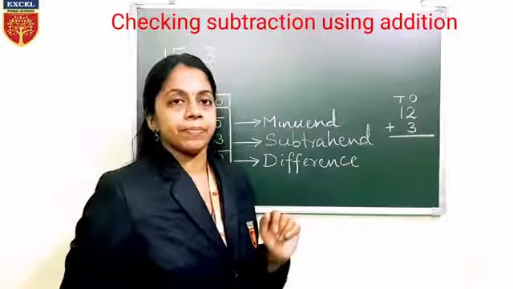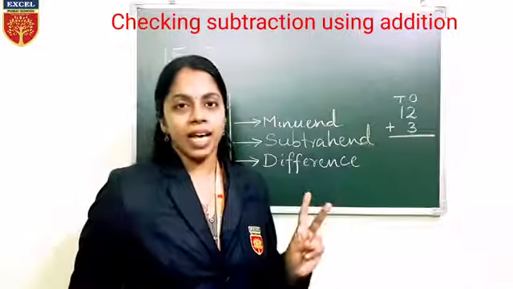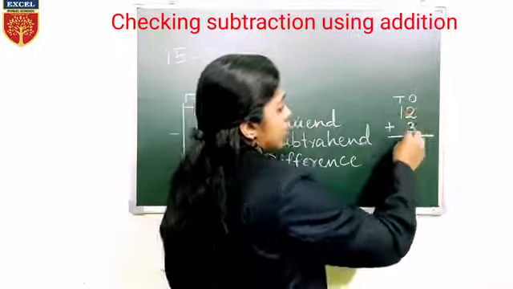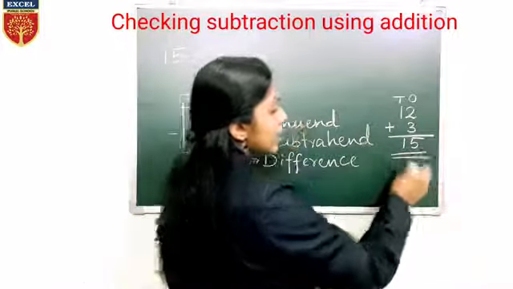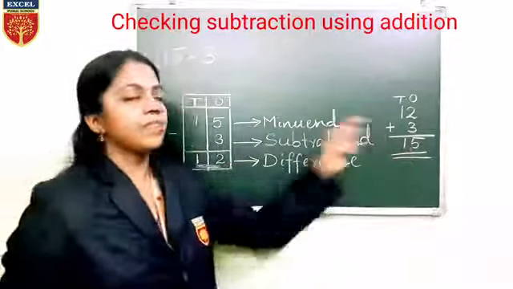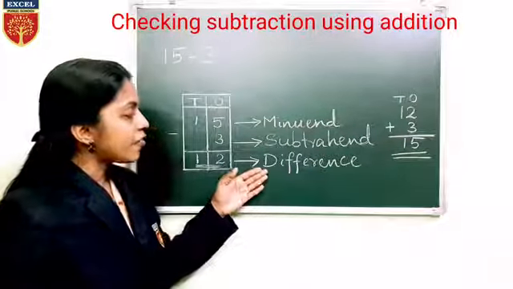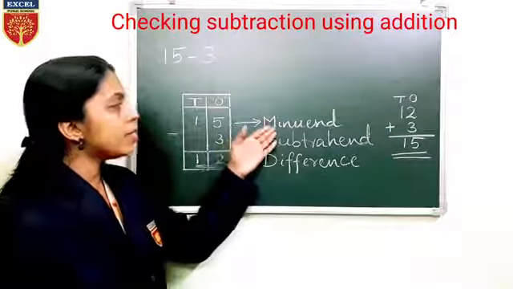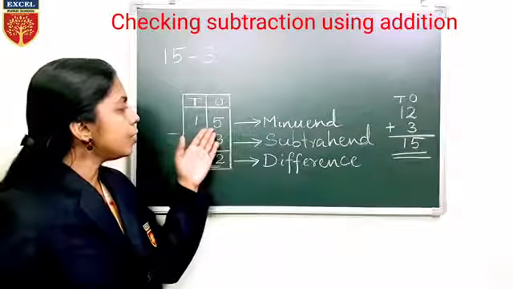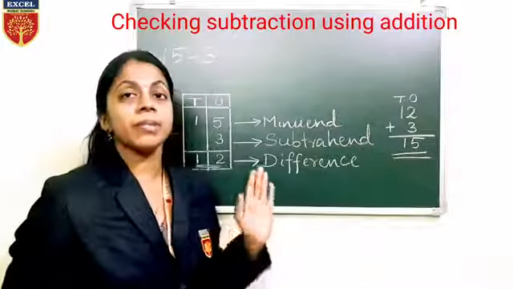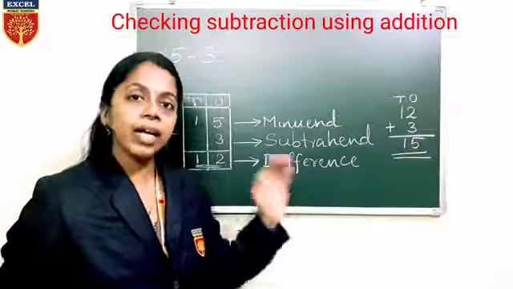Let's add and check whether we are getting 15 or not. 12 plus 3. 3 in the mind, 2 in the hand. After 3, 4, 5. 1. So here we got 15. Which means when we add this difference and subtrahend, we get the minuend. Here the minuend is 15. We got 15, which means our answer is correct.